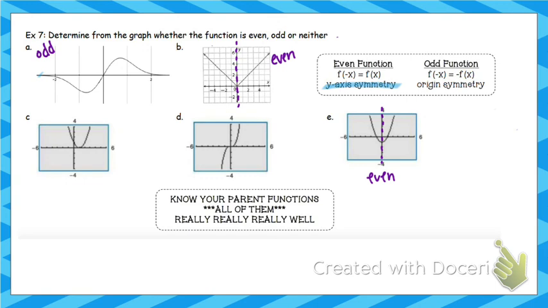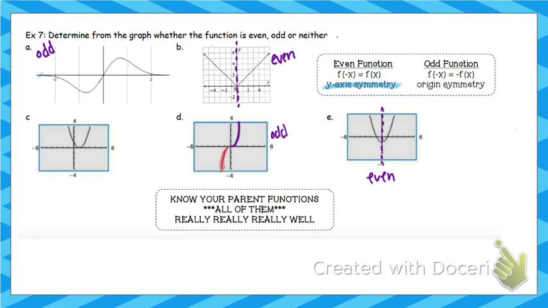All right, so there's one more graph on here that has origin symmetry, and that would be D. So if I took this portion of my graph and flip it over the y-axis and then flip it over the x-axis, I end up in the same place. So that is an example of origin symmetry. So that is an odd function.